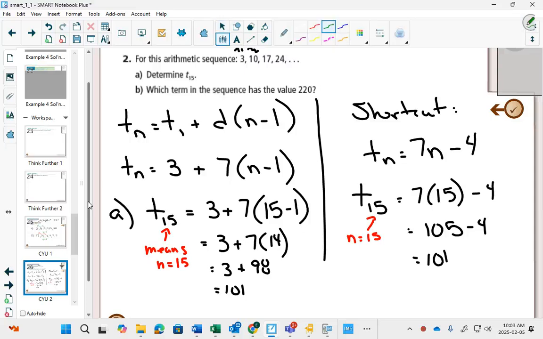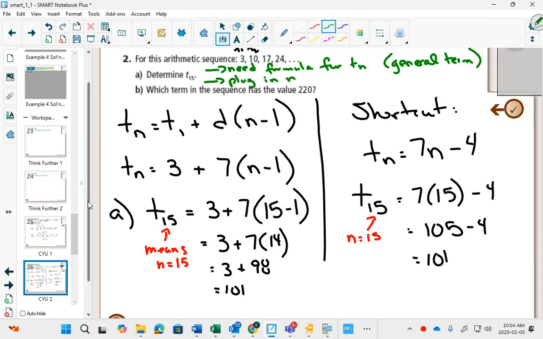So if we recap, we need the general term. We need to define the formula for Tn, and you could either do that using the formula that's on your formula sheet or the shortcut. Then you just need to plug in n is 15 because it wants to find term 15, so you know the n value is 15.